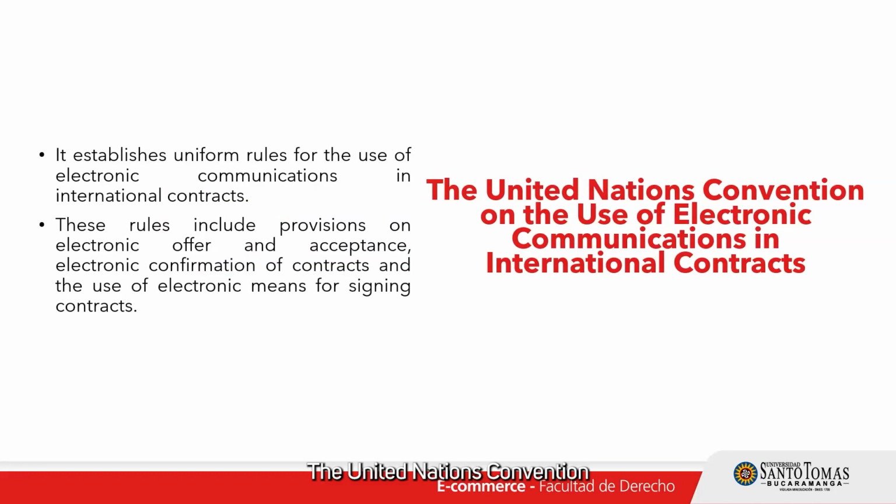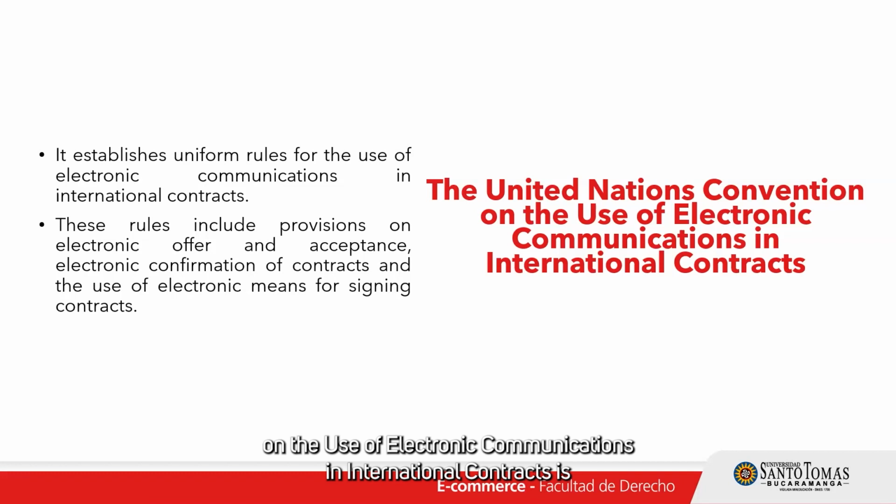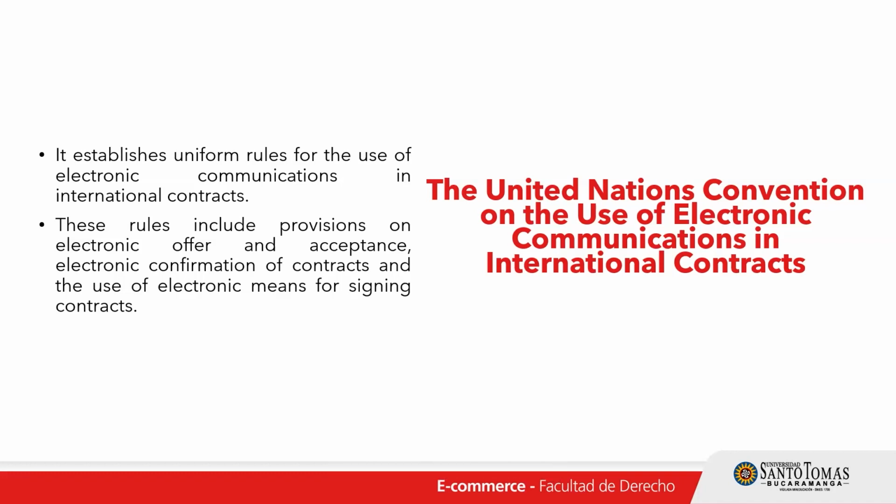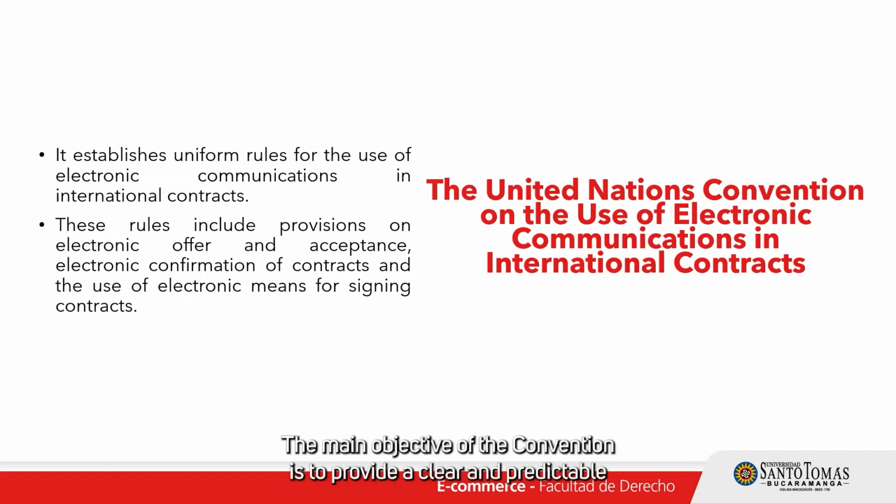The United Nations Convention on the Use of Electronic Communications in International Contracts is an international treaty adopted in 2005 that establishes uniform rules for the use of electronic communications in international contracts. The convention applies to any electronic communication between parties who have agreed to perform the contract using electronic means, either in whole or in part. The main objective of the convention is to provide a clear and predictable legal framework for commercial transactions conducted by electronic means in order to promote the use of information and communication technologies in international trade.